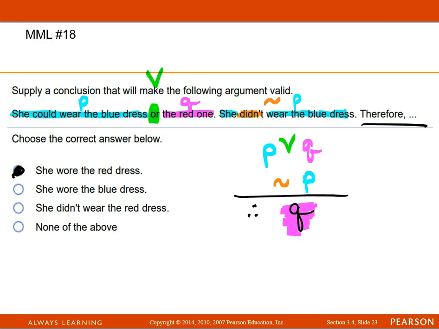She could wear the blue dress, or she could wear the red one, so she wore the red one. And that is the end of section 3.4.